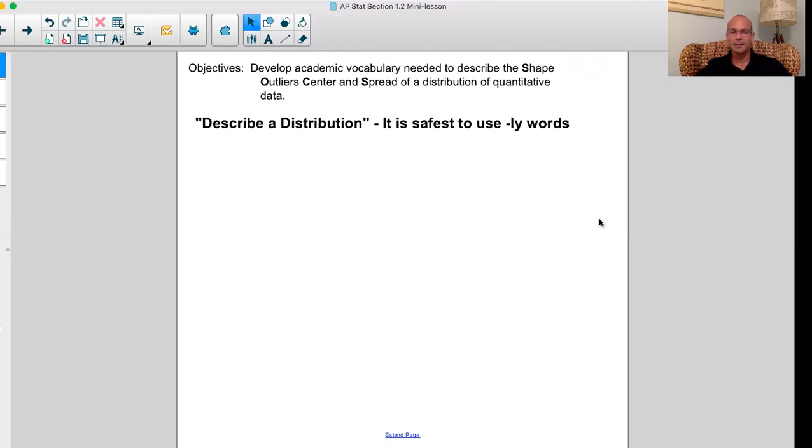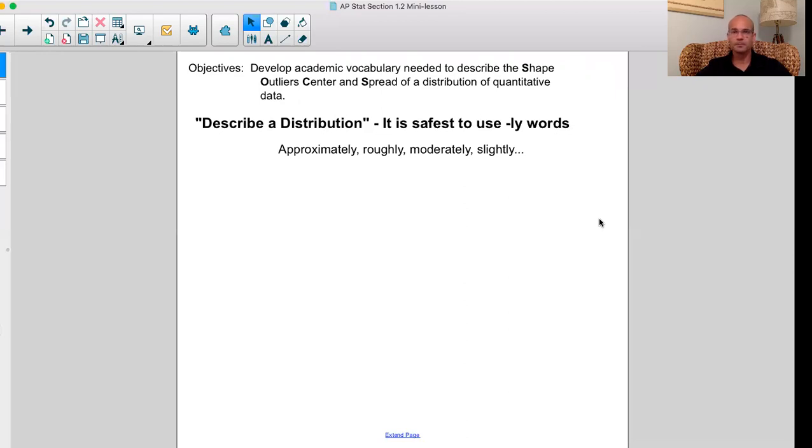Next thing is, just in statistics in general, it's safest to use -ly words. So it's a little bit of a hedge. It's a little bit of an honest approach with whoever's reading your work. We're not saying it's symmetric. We're saying it's approximately symmetric. So approximately, roughly, moderately, or slightly.